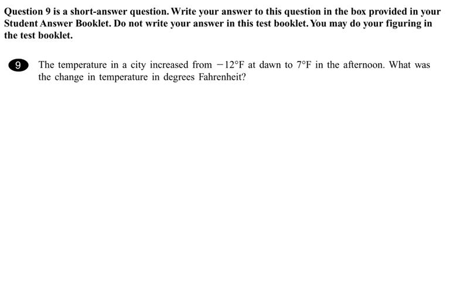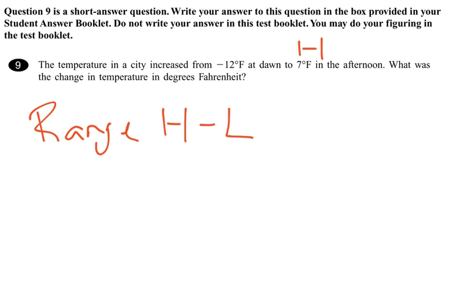Number 9 is another short answer question. This is actually a mean, median, mode, range. This is a data analysis question, believe it or not. In this case, you have a temperature going from negative 12 degrees in the morning to 7 degrees in the afternoon. Well, isn't the range of something, if I'm not mistaken, high minus low? Well, 7 degrees is your high for the day so far, and negative 12 is your low.